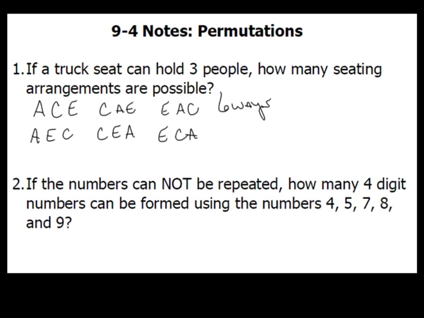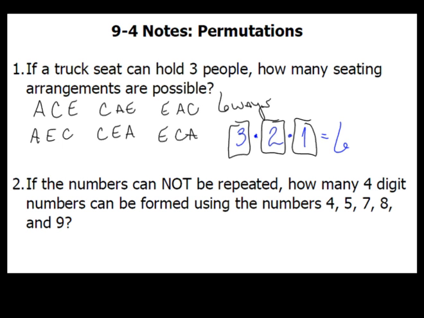This is all well and good if there's only 3 things to be done, but if there's a lot more, we don't have to go through and list all of them out. So the way we can think of it is, we've got seat number 1, seat number 2 and seat number 3. For seat number 1, I have 3 choices. Seat number 2, I only have 2 choices because there's only 2 people left. And then seat number 3, I have 1 choice. I multiply 3 times 2 times 1, and I find that it is still 6. There are 6 different ways to arrange 3 people in a truck seat.